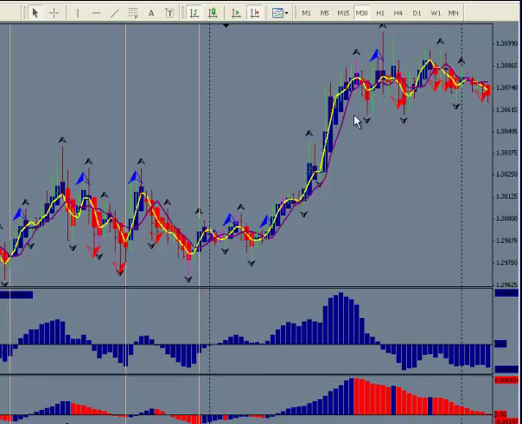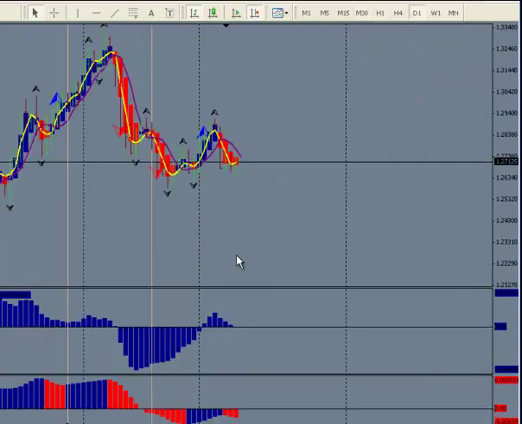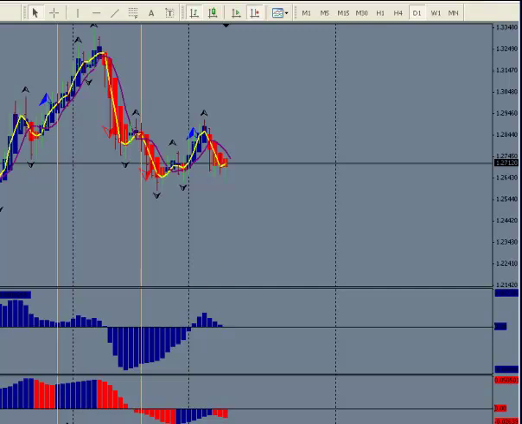There's still pips to be made. Not all currency pairs are moving all the time, but there is usually something moving most of the time. Let's go back to the day chart, and now let's move over to this last one.